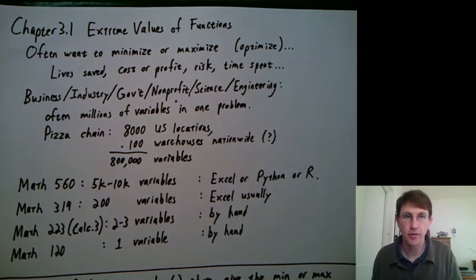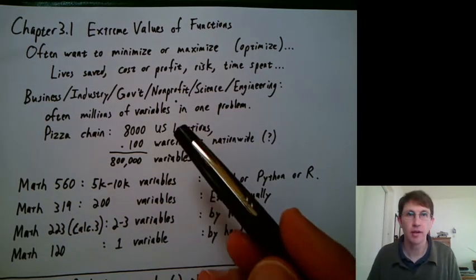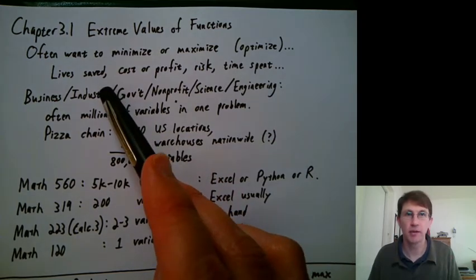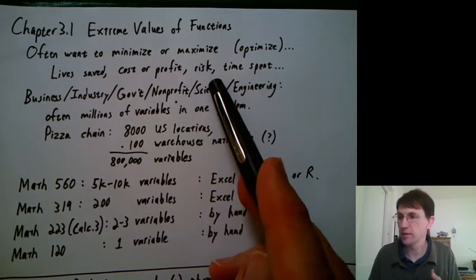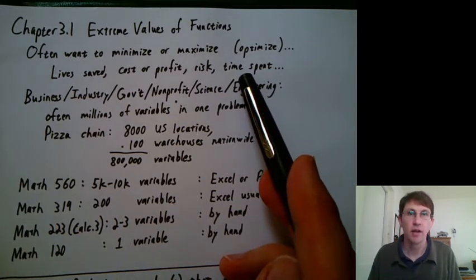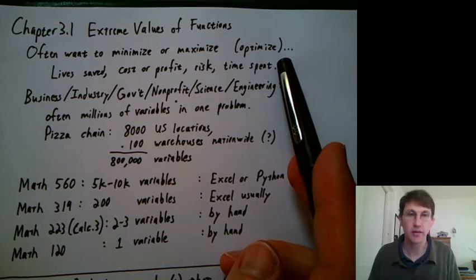Let's launch into Chapter 3. Chapter 3 is all about the shapes of functions and their mins and maxes and derivatives and stuff. Often we want to minimize or maximize something: maximize number of lives saved, minimize cost, maximize profit, minimize risk, minimize time spent. Optimize is a general word for either minimize or maximize.